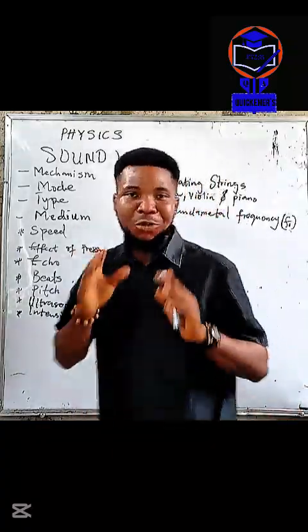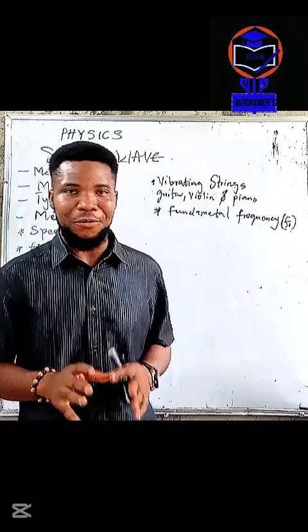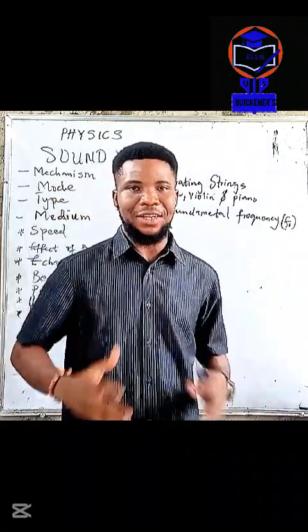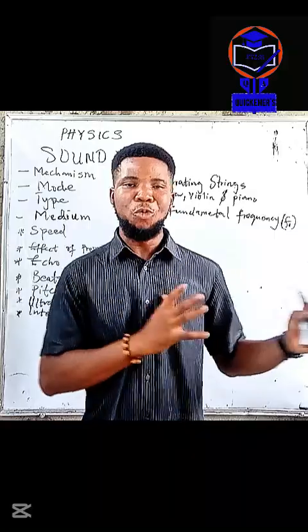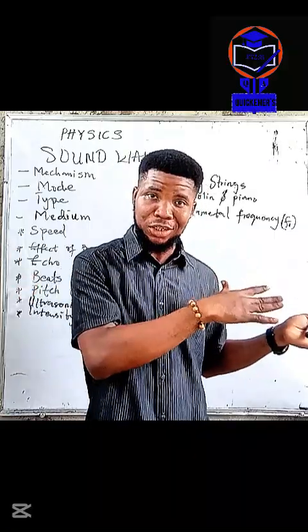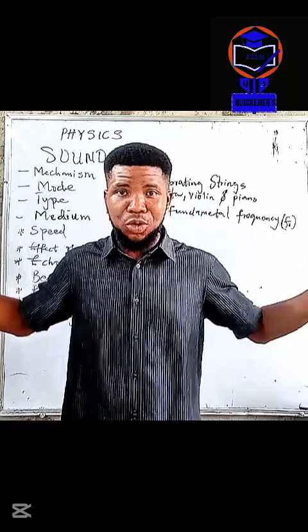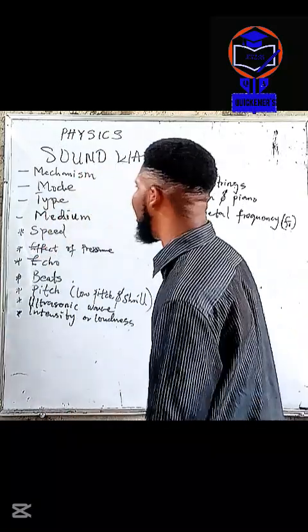The next one is that sound wave is a longitudinal wave. So what is a longitudinal wave? A longitudinal wave is a wave in which the vibration and the wave motion are in the same direction. So the vibration is this way, and the wave is traveling the same way. So that is a longitudinal wave.